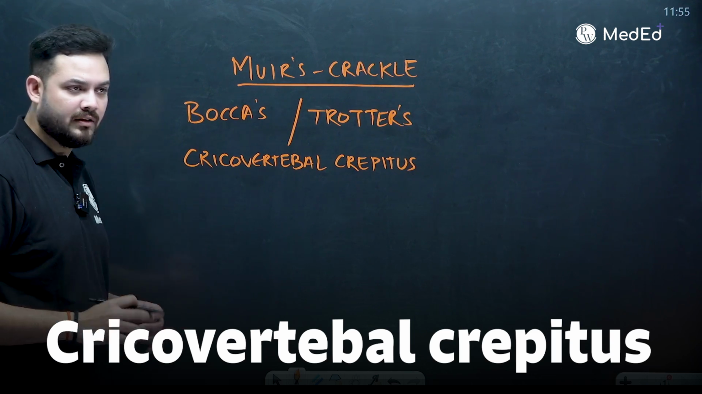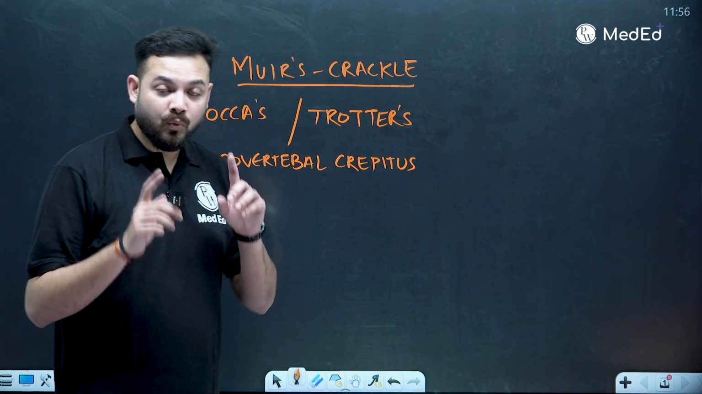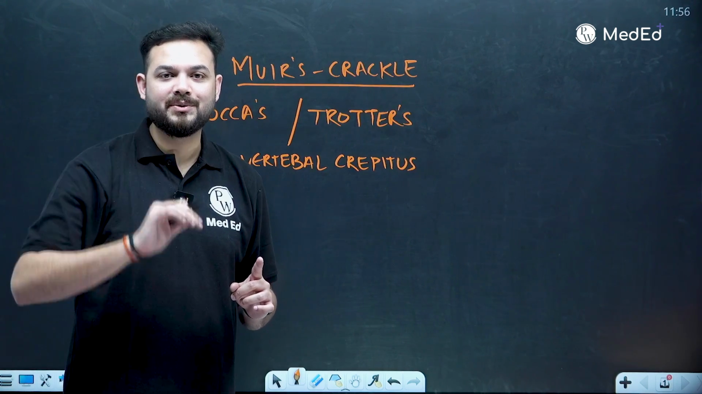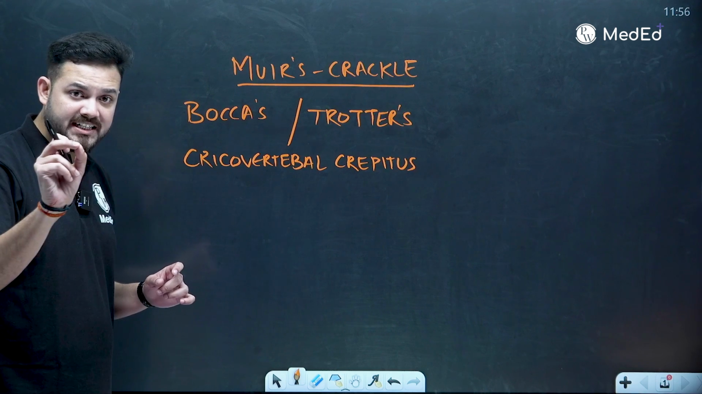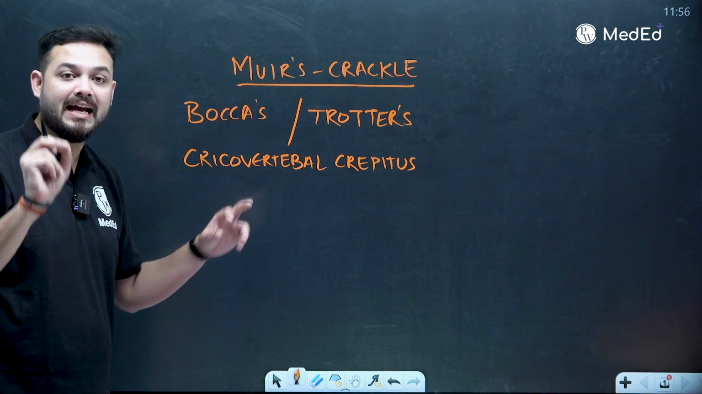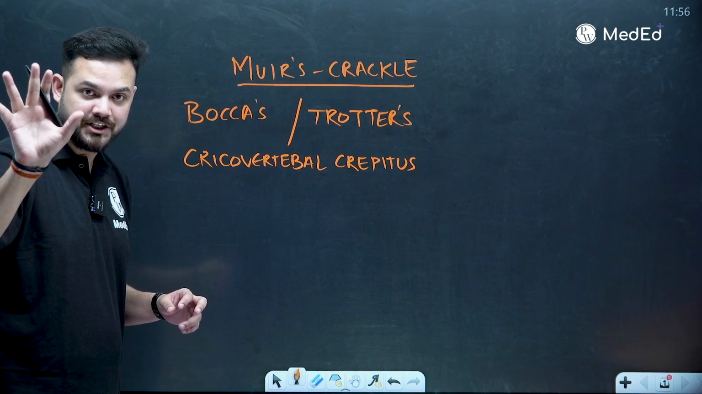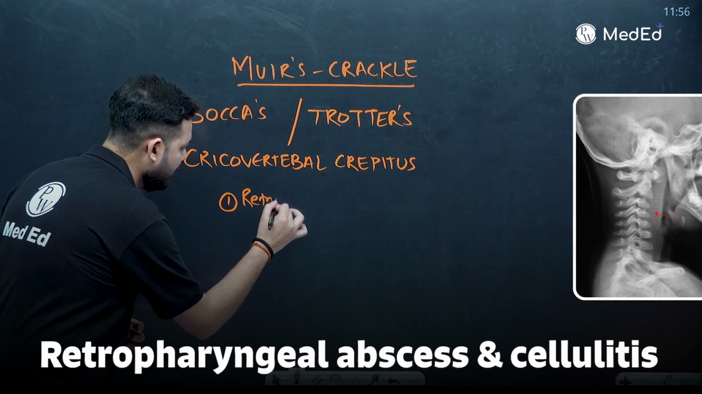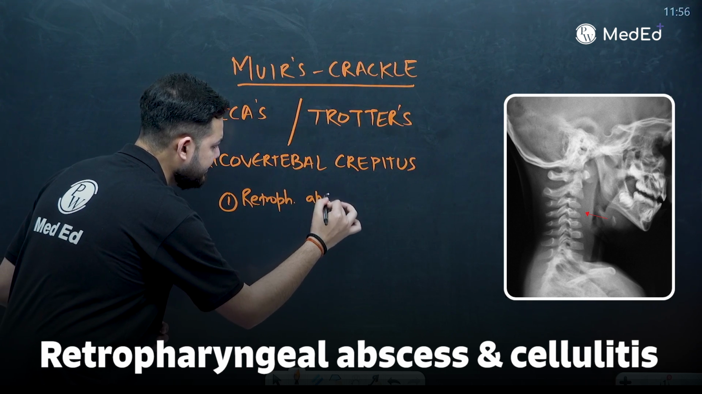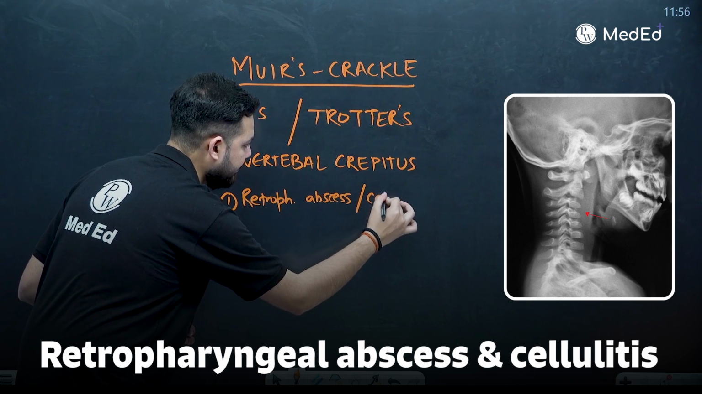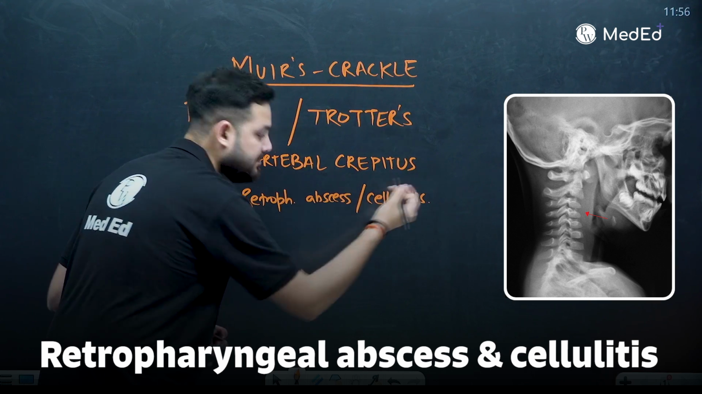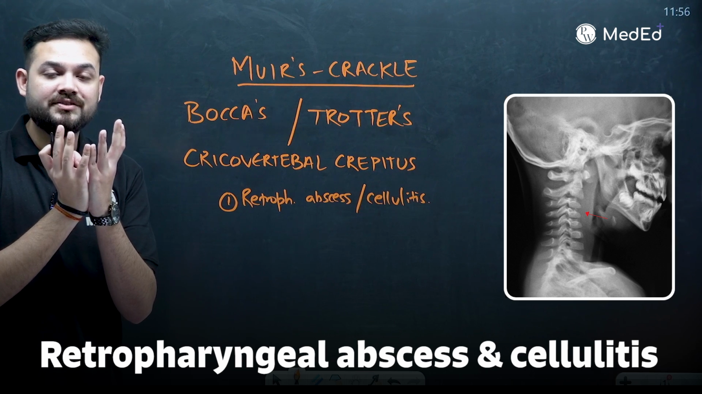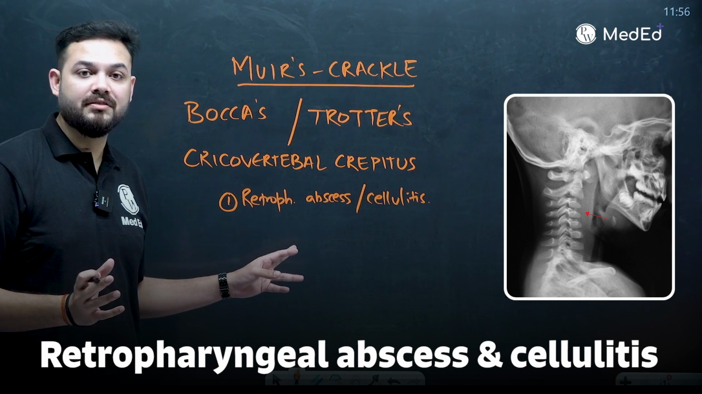Okay, makes sense? Now I'll tell you what are the conditions where you will not find this laryngeal crepitus. Extremely a 5-star question for you in your practical exams. So what are the conditions in which this particular crepitus or crackle will be absent? Remember 5 important conditions. Okay, and I'm going to write down those. First condition is retropharyngeal abscess or cellulitis. So you know there is a space called as retropharyngeal space, and if there is any kind of abscess in there or there is any kind of cellulitis, then this particular crepitus will be absent.